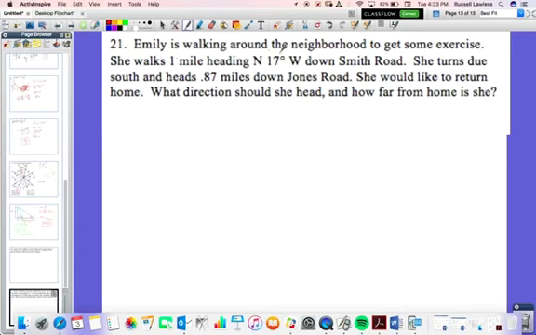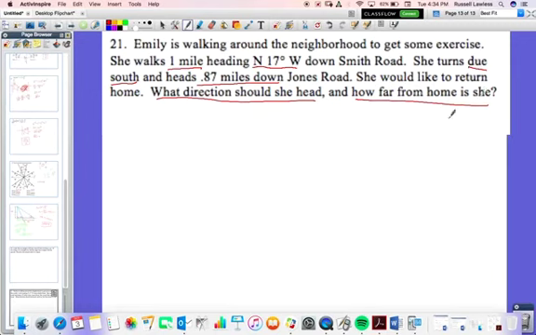So, it says Emily is walking around the neighborhood to get some exercise. She walks 1 mile. So, that looks like some good information. Heading north 17 degrees west down Smith Road. Now, Smith Road doesn't matter. Then she turns due south. Due south, that's very important information. And heads 0.87 miles down Jones Road. She would like to return home. What direction should she head, and how far from home is she?